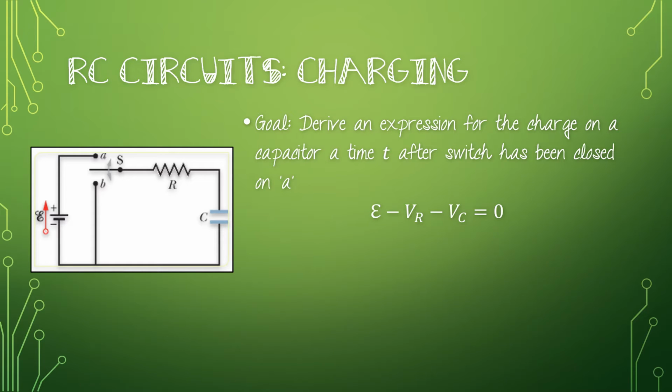So I have the EMF of the battery, and I'm going clockwise, so I'm going from the negative to the positive, so that's a positive EMF, minus the voltage across the resistor, because I'm traveling through that resistor in the same direction current travels through it, and so we know that that's a negative potential difference, and then minus the voltage across the capacitor.